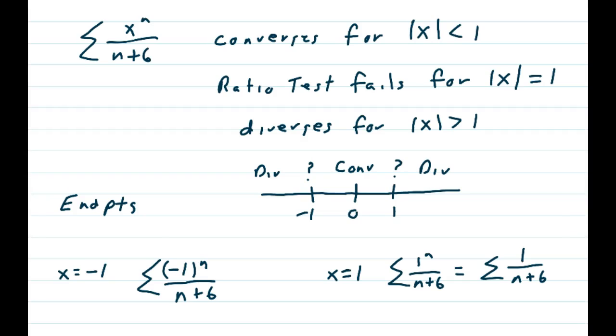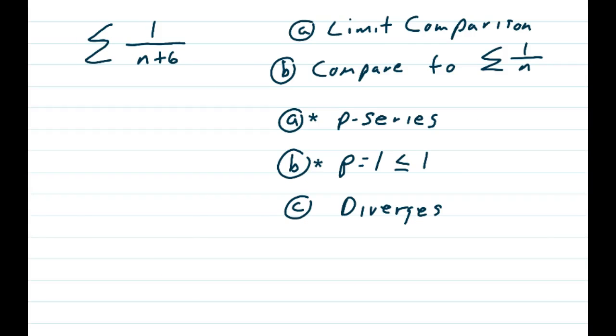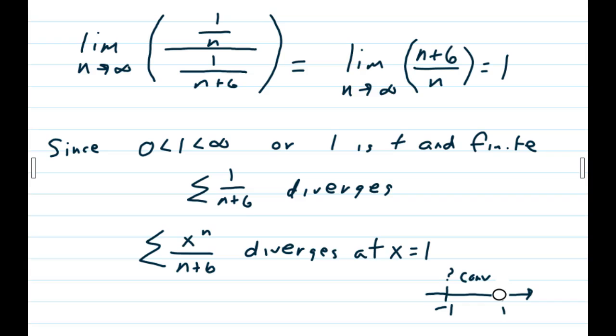And now we have to determine whether these two series converge or diverge. Taking a look at the positive series, summation 1 over n plus 6, you hopefully saw a limit comparison, and compare that to 1 over n, which is a p series. Power is 1, less than or equal to 1, so 1 over n diverges. Now we take the limit as n approaches infinity of the known series 1 over n over the unknown series 1 over n plus 6.